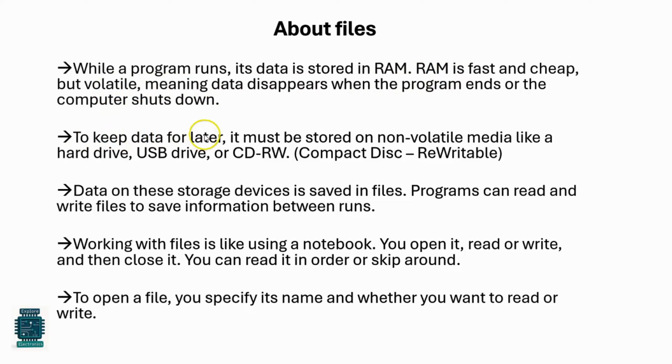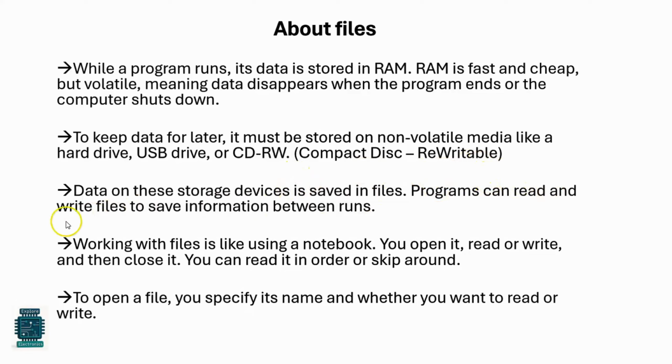To keep data for later, it must be stored on non-volatile media. Non-volatile media, for example, a hard drive, USB drive, or CD-RW, which means compact disk rewritable. We have to store in these non-volatile media so we can use it later. The data is saved safely. The data on these storage devices is saved in files. If I save here, it is saved in files automatically.